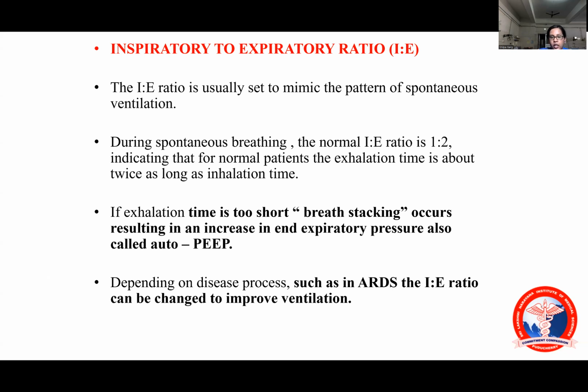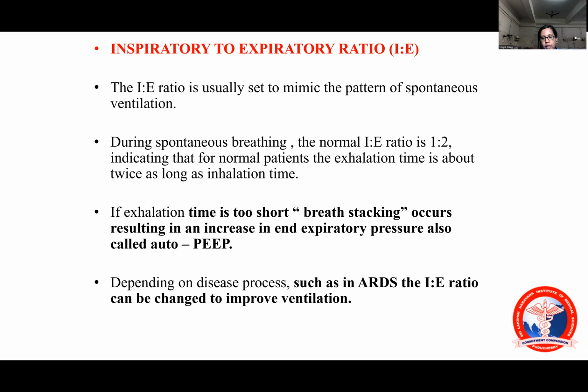So in such cases, you can change the ratio. You can increase the expiratory time. By increasing the E ratio, you can provide more time for exhalation. Depending on the disease process, if at all in ARDS you require more oxygenation, then in such cases you have to increase the inspiratory time. So the IE ratio can be inverse.